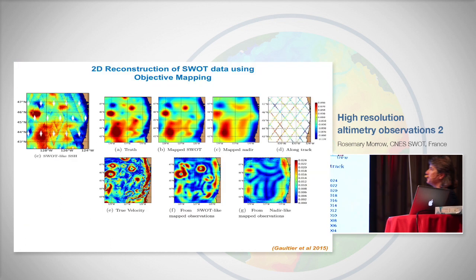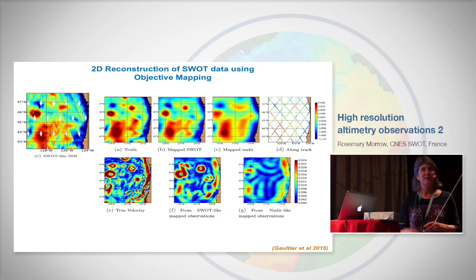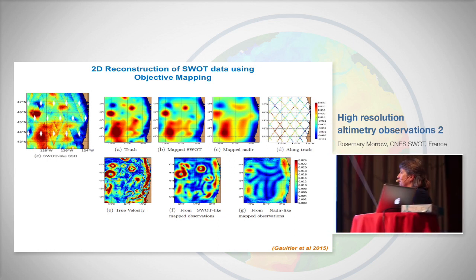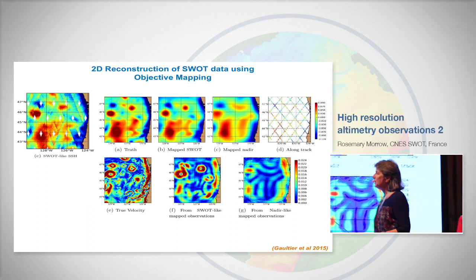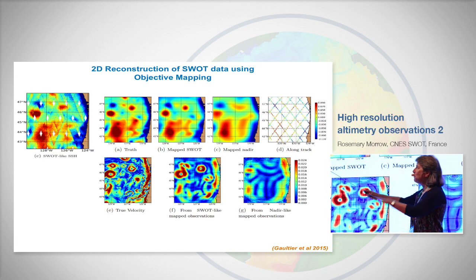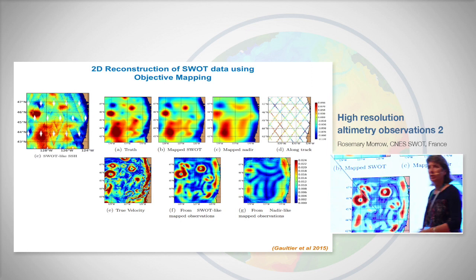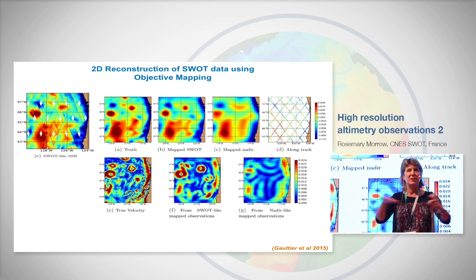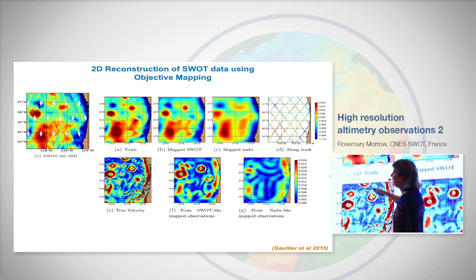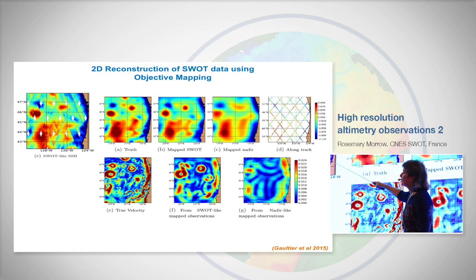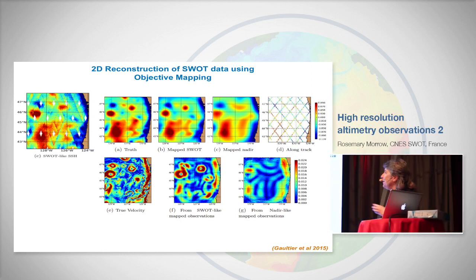And it's been used, for example, to see if we were just going to do the most basic objective analysis, what would be the impact of having SWOT coverage compared to nadir altimetry coverage. So this is, for example, a model providing the truth. If we do a 21-day coverage of what SWOT would look like and just put all those images together, you can see it's a bit noisy, but that there's also these big discontinuities, and so you can't just put the data together.